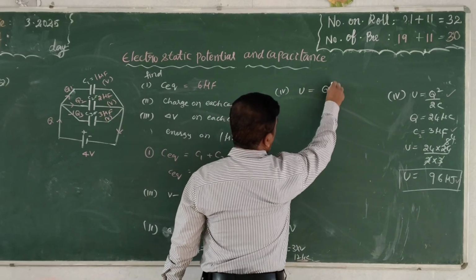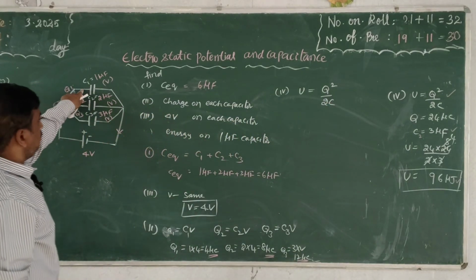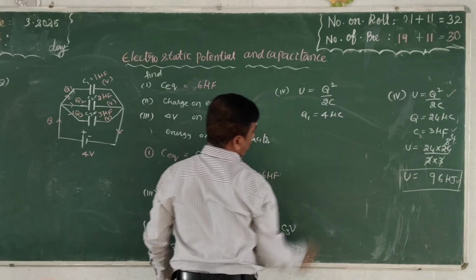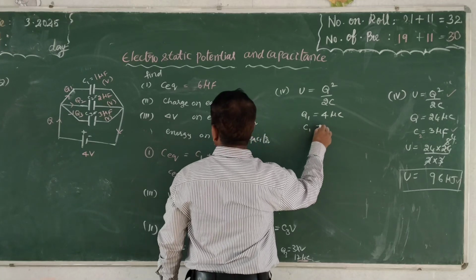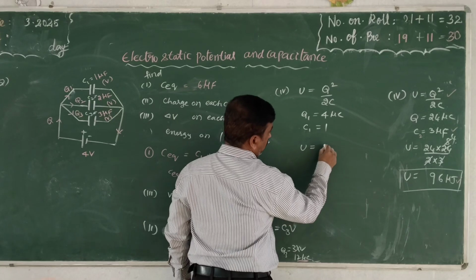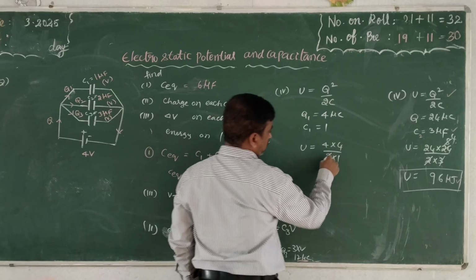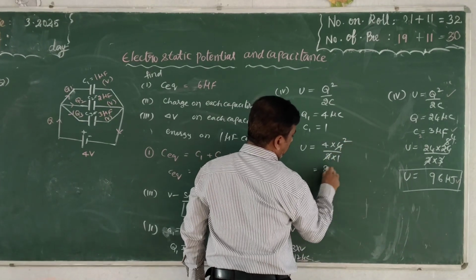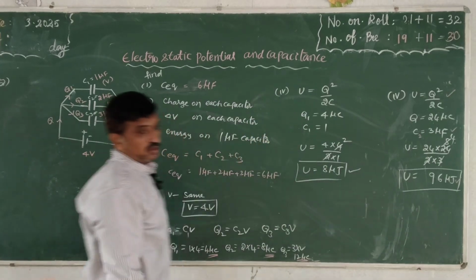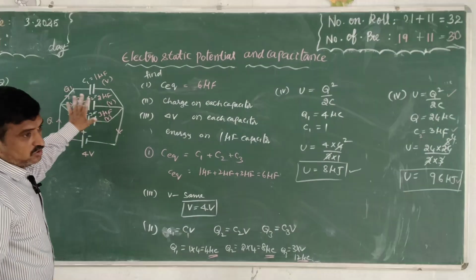U equals Q squared by 2C. Here, what is the charge on C1? The charge on C1 means Q1, 4 microcoulombs. The capacitance C1 equals 1. Just substitute and we get the energy: 4 into 4 by 2 into 1, which is 16 by 2, 8 microjoules. So the energy stored in the 1 microfarad capacitor is 8 microjoules.